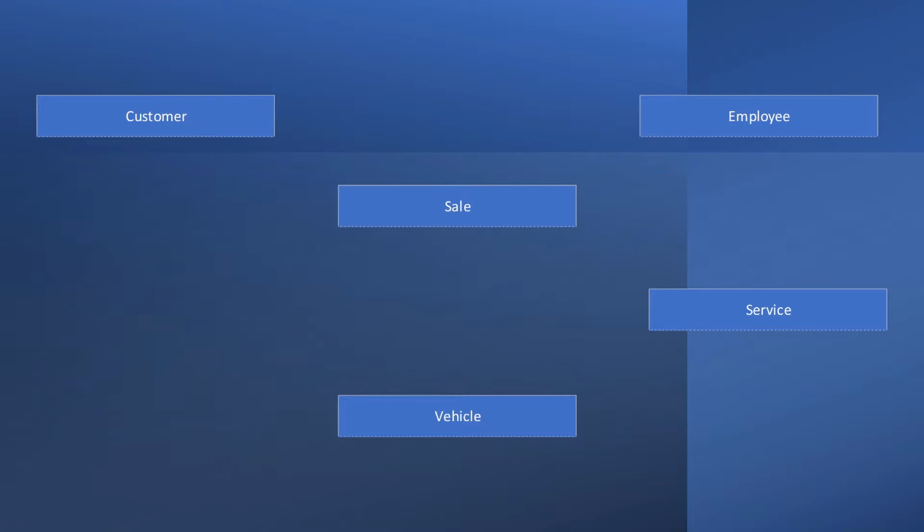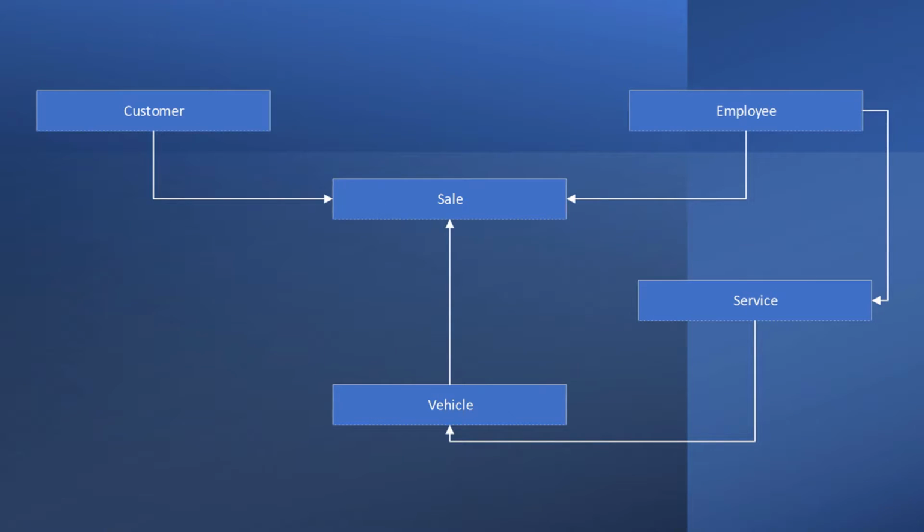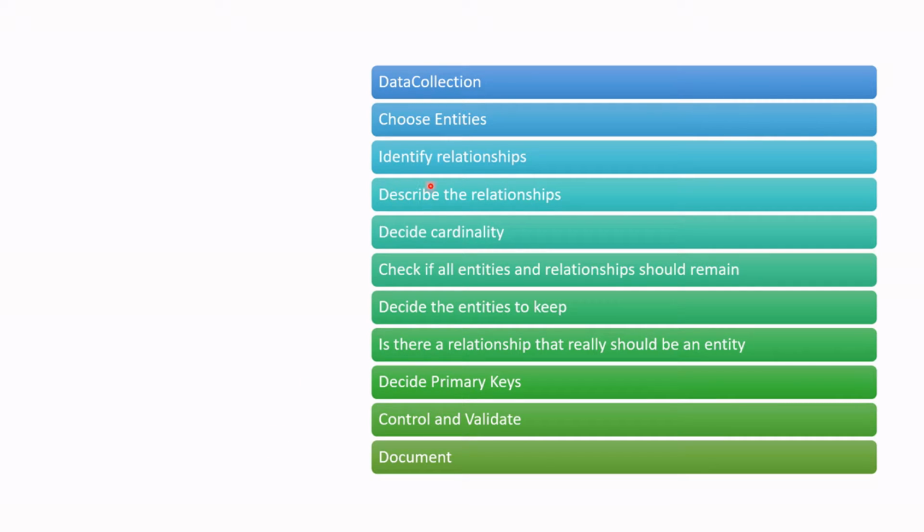So I plot them out on a piece of paper or in my conceptual model program. Now, what we do after this, we're going to create relationships between them to see how they fit together, and this is going to look a little bit something like this. So we got customers connected to sale, employees connected to sale, vehicles connected to sales, employees connected to service, and service connected to vehicles. Now we want to describe these relationships to make sure that we can talk about them with the customer.